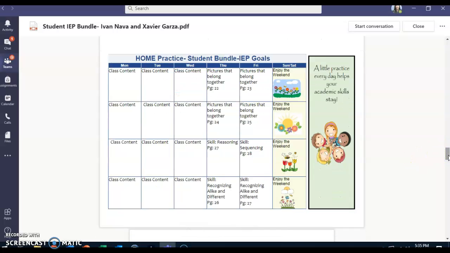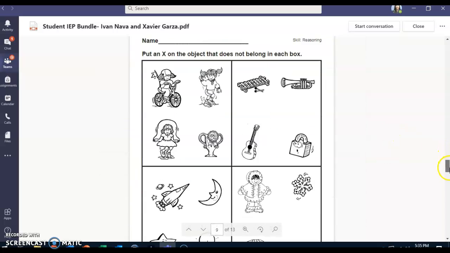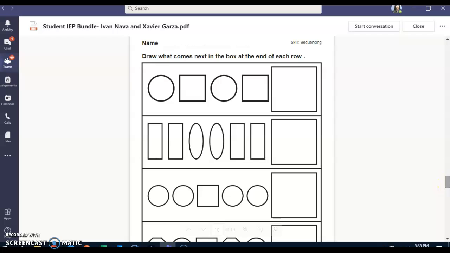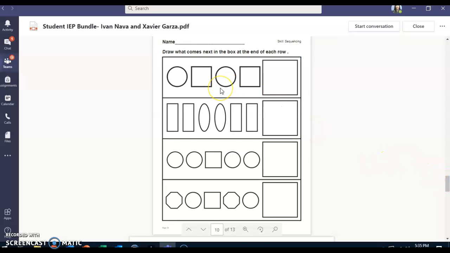Today we're going to be working on our IEP goals. Today is our third week, so we're going to be working on page 28. Let's go ahead and go down. We're going to go over patterns. Now let's go ahead and read the instructions.